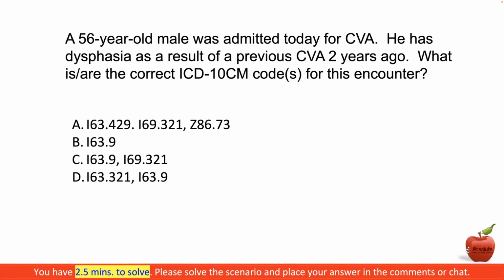I63.9. A 56-year-old male was admitted today for CVA, cerebral vascular accident, that is an infarction. He has dysphagia as a result of a previous CVA 2 years ago. What is or are the correct ICD-10-CM codes for this encounter? All right, your time begins now.